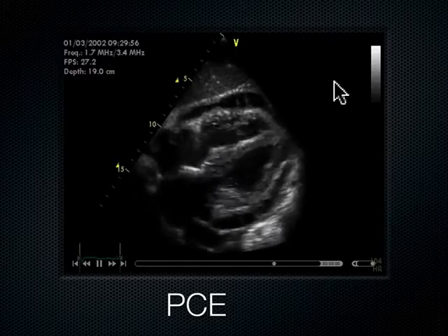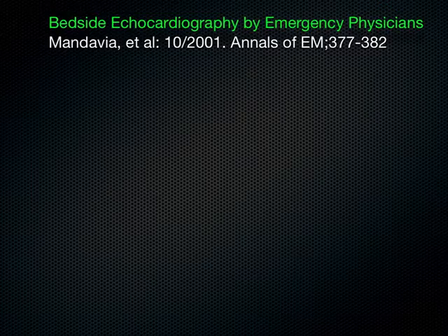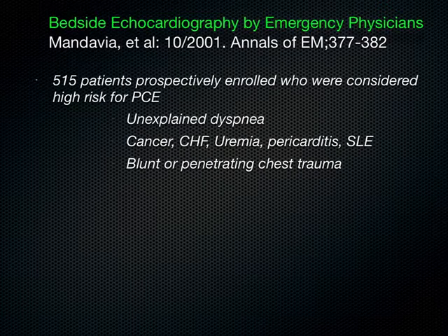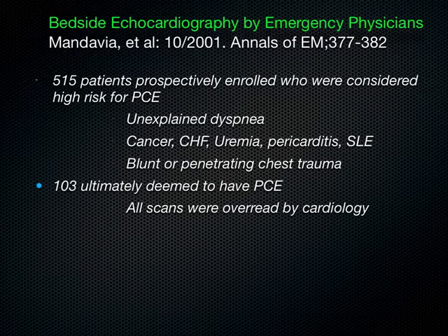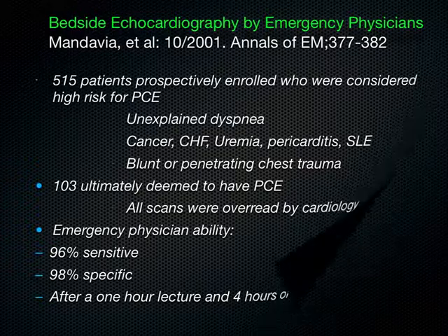Why do I say that? Well, there's loculations in there, and that makes me wonder how long that thing has been there. As I mentioned, if you take 500 patients who are considered high risk for a pericardial effusion, it turns out that 103 of them will ultimately have a pericardial effusion, and emergency physicians were able to do this with pretty good accuracy, 96%, 98% sensitivity and specificity, and that was after a quick lecture and some hands-on.